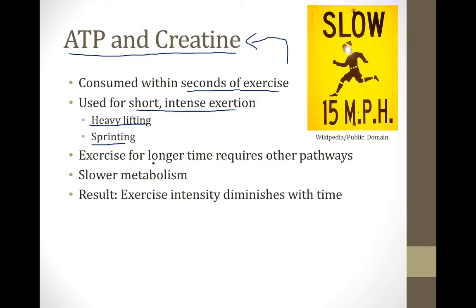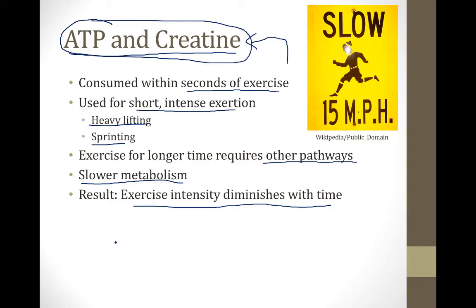If you want to exercise for longer than a few seconds, however, you're going to need to use other sources of fuel besides ATP and creatine. This means you're going to need to use the other pathways in the body, like glycolysis and the TCA cycle. These pathways are slower, and the result is that your exercise intensity diminishes with time. And you should know this if you've ever tried to maintain a full out sprint. You can't do it for more than a few seconds, and that's because your ATP and creatine decline, and therefore you have to rely on slower metabolic pathways to generate the fuel for your muscles.